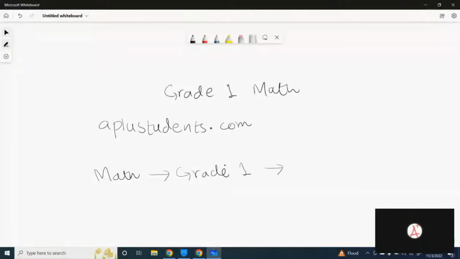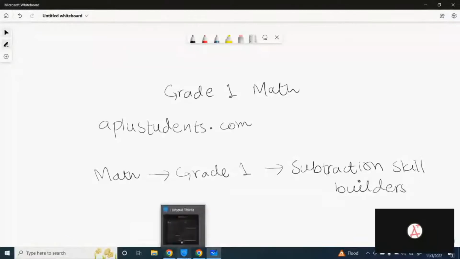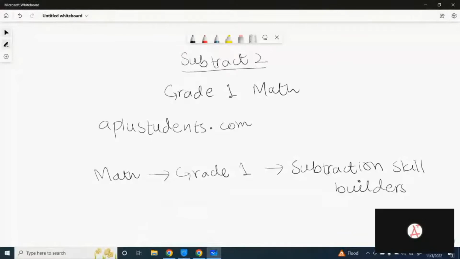Then we're going to start working on chapter subtraction scale builders. So the lesson we are going to start with is subtract 2. Before starting the topic, please make sure you have notebook and pencil so that you can note down the important definitions and examples as well. Got it?